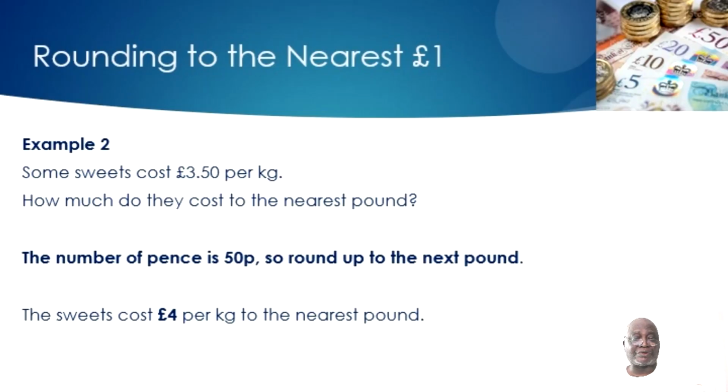The example says, some sweets cost £3.50p per kilogram. How much do they cost to the nearest pound? The p is 50p. So what do you do? Do you round up or you round down? Yes, you round up because it's 50p. So the £3 becomes £4. And that will be the estimated cost of the sweets per kilogram.